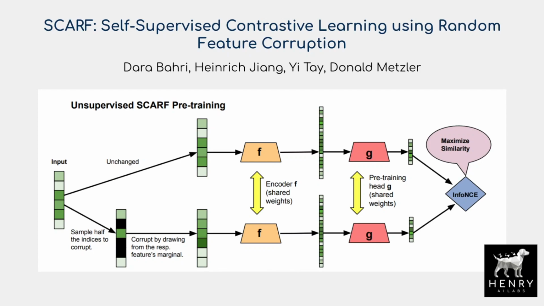This video will provide a quick overview of the SCARF algorithm, bringing self-supervised contrastive learning to tabular data using random feature corruption. So this is using frameworks like Bootstrap Your Own Latent, where you have these two positive pairs, one formed with the data augmentation view of the original example, and bringing that kind of idea to tabular data.